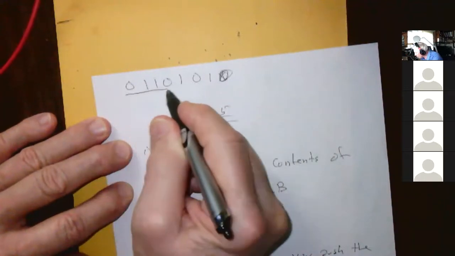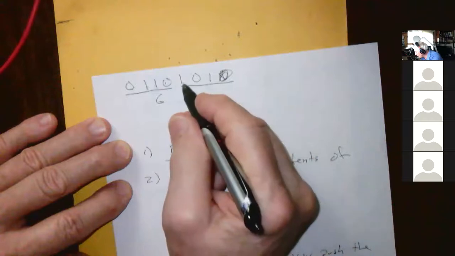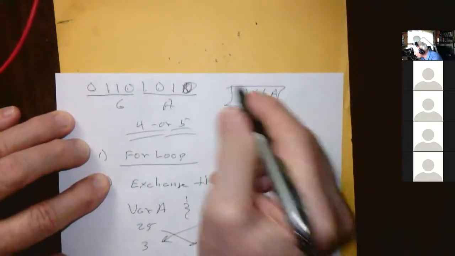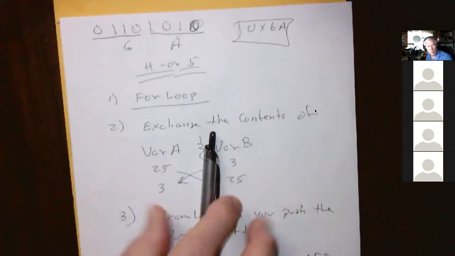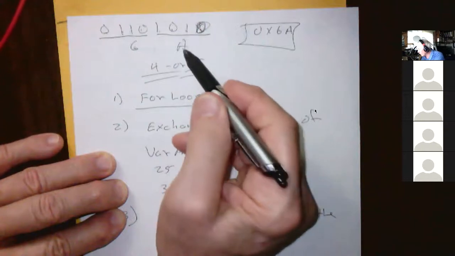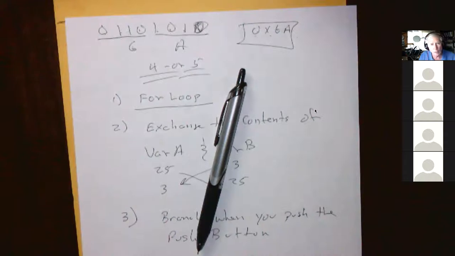So now we divide it up into groups of 4, so we can write it in hex. This is going to be 0110, that's 6, and this is 1010, that's A. So this is 0x6A, and that is the value we wrote in our program to set our clock. Sorry, you didn't see it. So it's 0110, that's a 6, 1010, that's A. So that's 0x6A. That's our constant value that we're using to set our processor at 4 megahertz. And that's how you configure the OSCCON register.